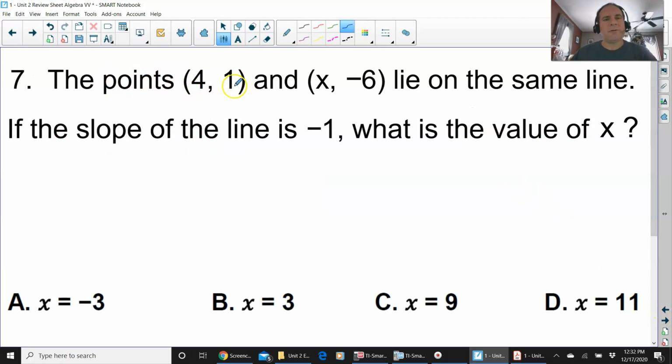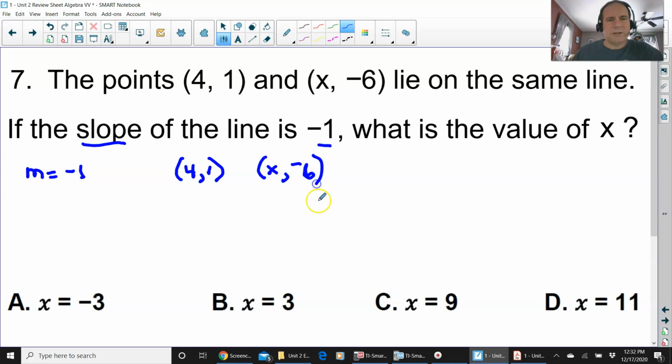The points (4, 1) and (x, negative 6) lie on the same line. The slope of the line is negative 1. What is the value of x? Pretty tricky question, right? To figure out the slope, actually you don't have to figure out the slope. They gave you the slope is negative 1. But to figure out slope, you do have to have 2 points. And we don't.